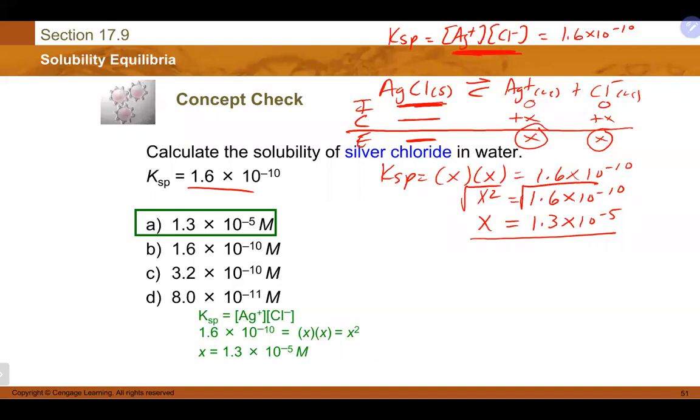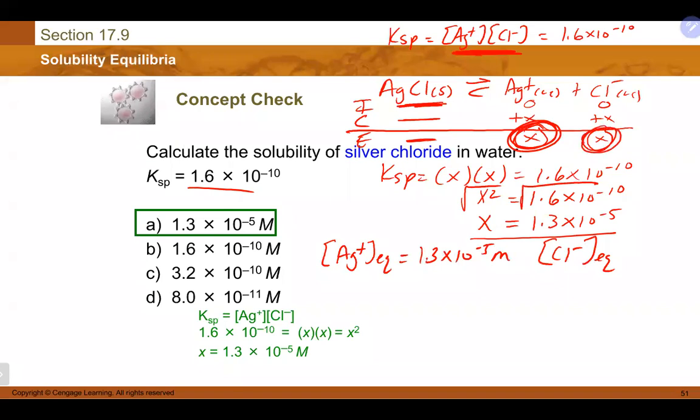In this particular case, if I wanted the concentration of the silver ion at equilibrium, it would be 1.3 times 10 to the minus 5 molar because it equals X. If I wanted the concentration of Cl minus at equilibrium, it would also be equal to X, which would be 1.3 times 10 to the minus 5 molar.